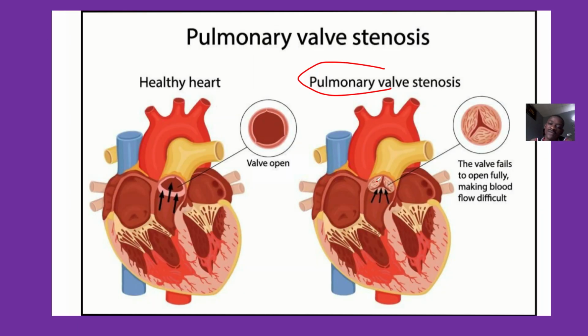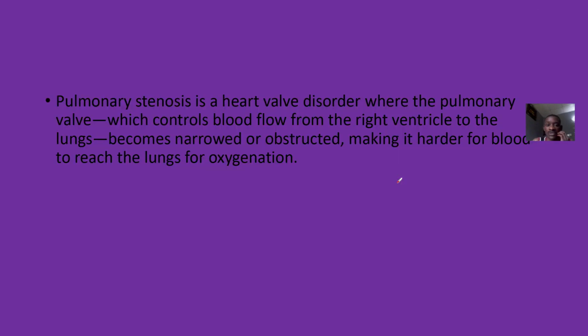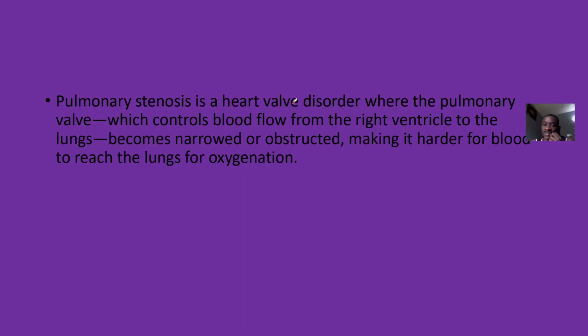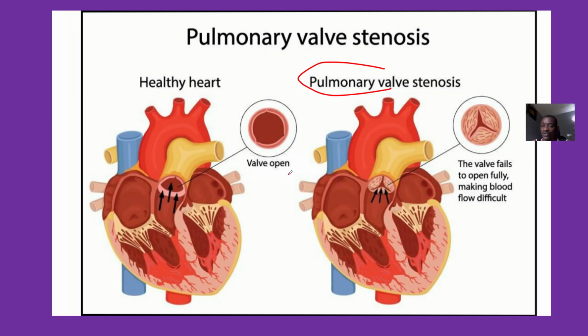So the pulmonary valve is not relaxing, okay, so that blood will pass. It's not closing so that it will prevent blood flowing back. Okay, so the normal activities of the pulmonary valve are being affected. So the pulmonary valve stenosis, we say that is a heart valve disorder where the pulmonary valve, which controls blood flow from the right ventricle into the lungs, because deoxygenated blood moves from here right into the lungs like this.